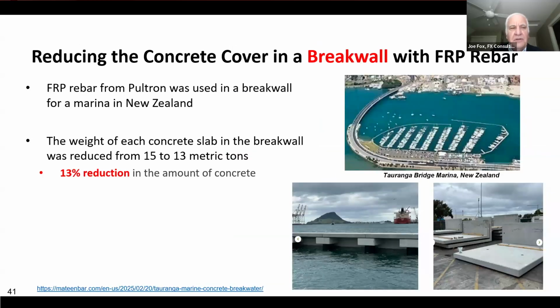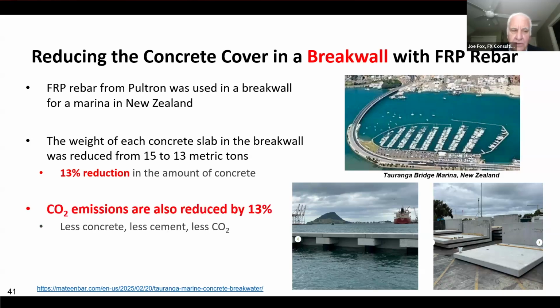Here's another very similar example from New Zealand. Here is reducing the concrete cover in a break wall with FRP rebar. Pultron has used FRP rebar in this break wall in this marina in New Zealand. Here's a picture of what the break wall looks like. And they have found that the weight of each concrete slab in the break wall was reduced from 15 to 13 metric tons. That's a 13% reduction in the amount of concrete, very similar to the numbers for the bridge deck on the previous slide. So you reduce the amount of concrete by 13%, you also reduce CO2 emissions by 13%.